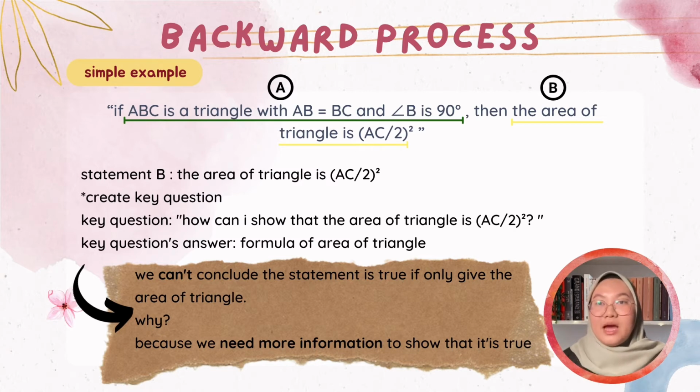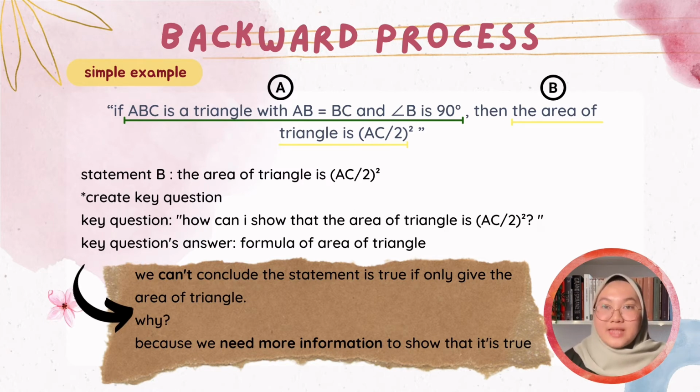From the statement, it shows that the green line is statement A, which is starting from ABC until 19 degrees, and the yellow line is statement B, that is area of triangle is AC over 2 squared. So, we need to rewrite statement B. From statement B, we need to create the key question. And for this case, the key question that we find is how can I show that the area of triangle is AC over 2 squared.